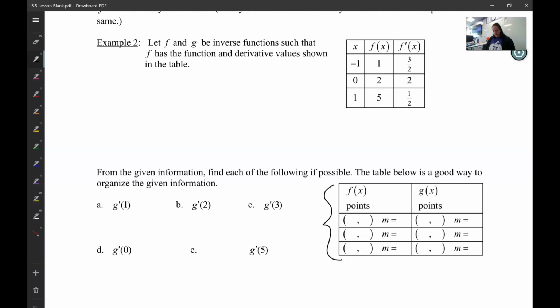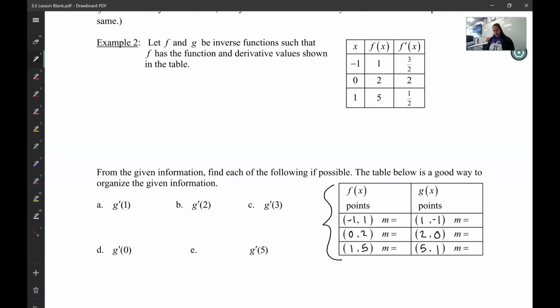Start with f of x points. So the points for f of x are (-1, 1), (0, 2), and (1, 5). And we get that up here from the table. Now that means the inverse points, because g is the inverse, are going to be (1, -1), (2, 0), and (5, 1). For an inverse, just flip the x and y's.